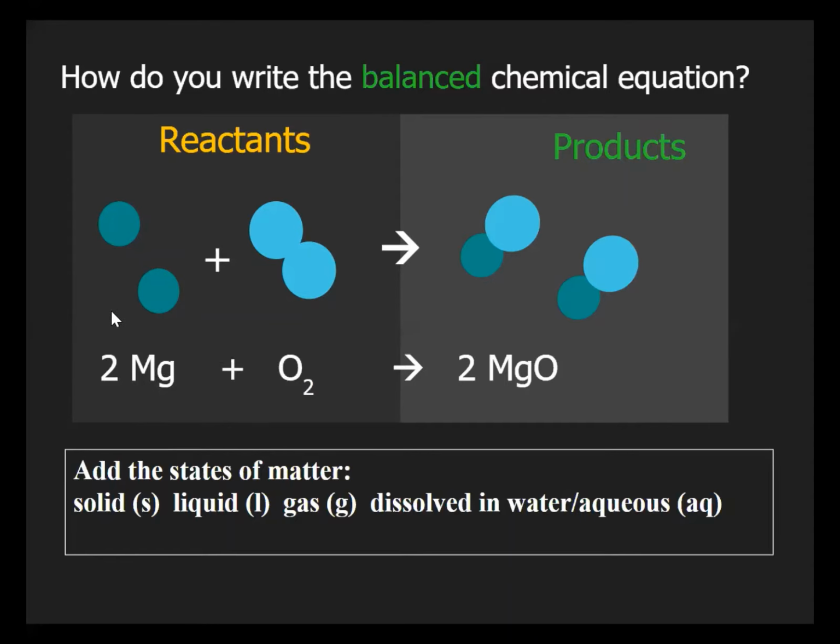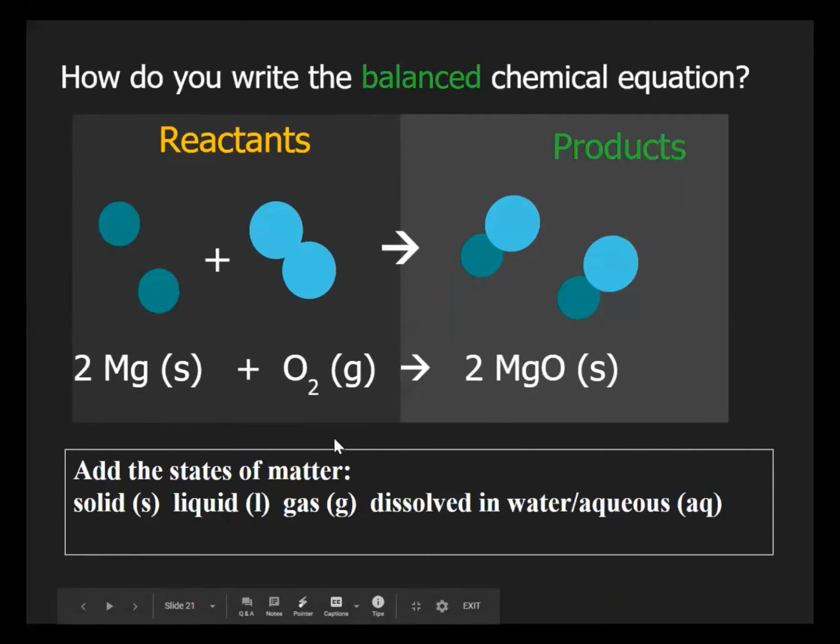So magnesium was a solid, oxygen was a gas, and then magnesium oxide, well, it wasn't a metal anymore, it wasn't shiny, but it was a solid powder, a white powder, so that was still a solid. So we add our states of matter, and here's our solid magnesium, our gas oxygen, and our solid magnesium oxide. And that just helps people picture what the reaction looks like. And there we have a perfectly balanced chemical equation.